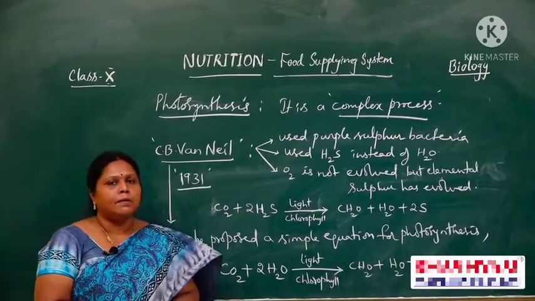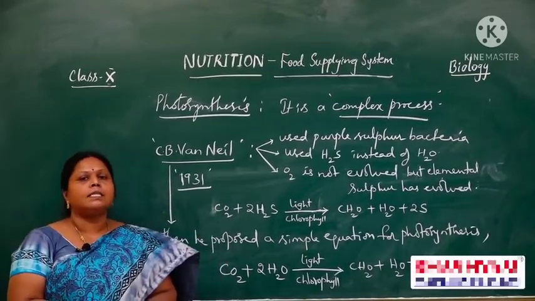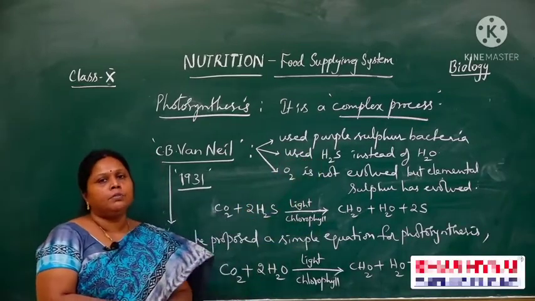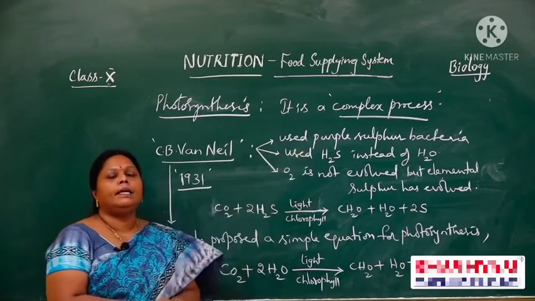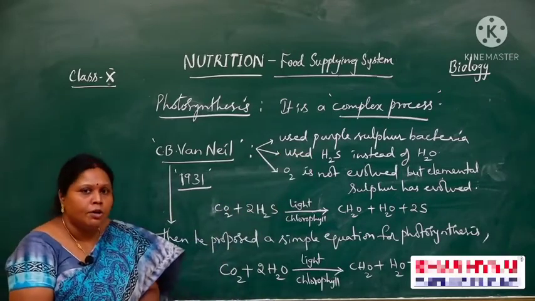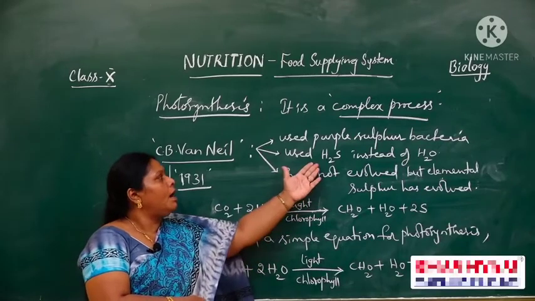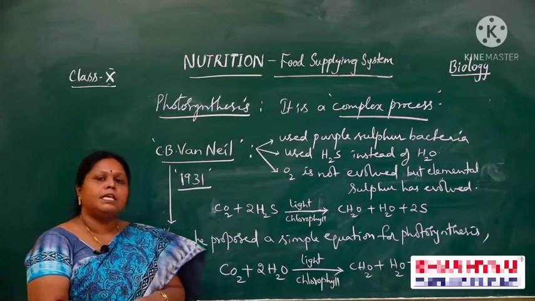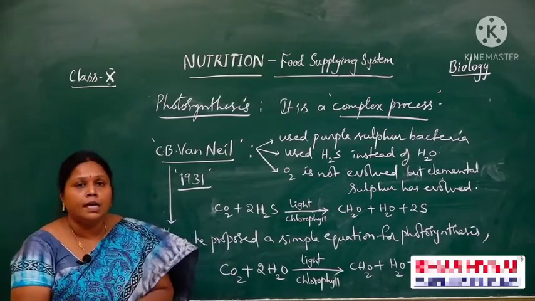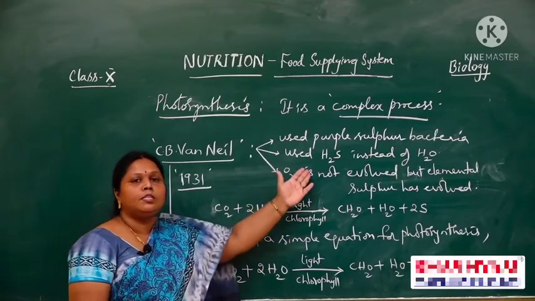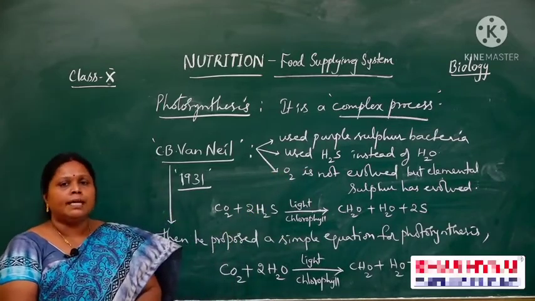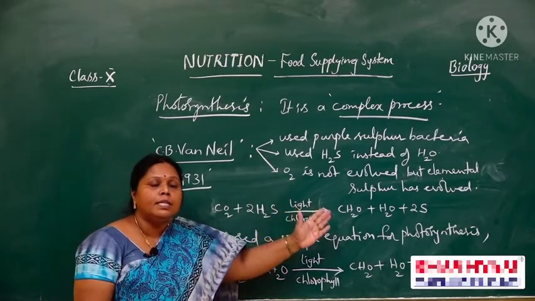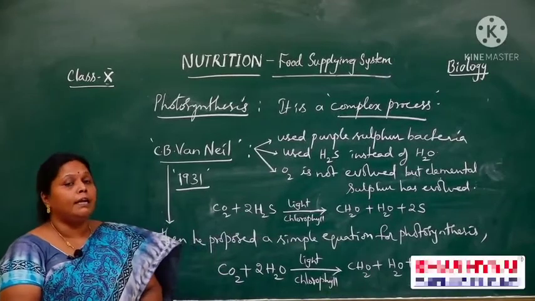So in one of his experiments on the photosynthesis process, he used purple sulfur bacteria. For his experiment, what did he use? He used purple sulfur bacteria. And here, instead of using water, he used hydrogen sulfide. So in this experiment, he did not see oxygen evolving, but he could see elemental sulfur evolving.